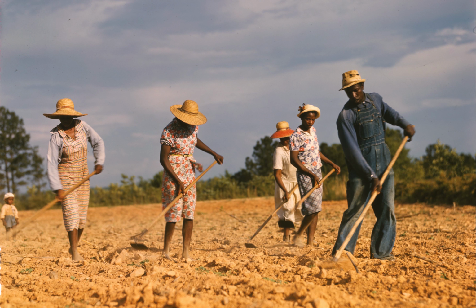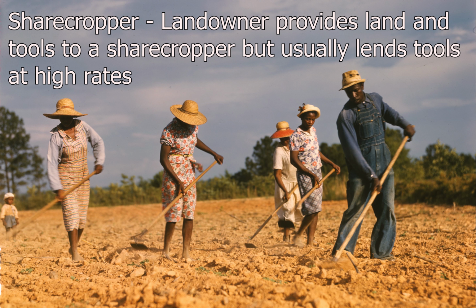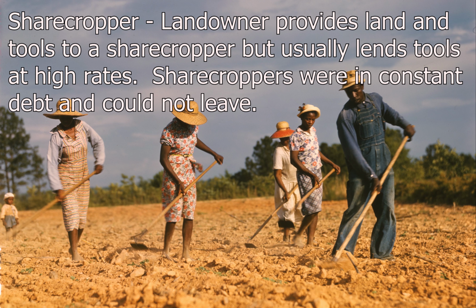After slavery ended, many African Americans actually stayed on their plantations because they became sharecroppers, where a landowner provided the sharecropper with land and tools to harvest a crop in exchange for a share of the crop. They usually borrowed the tools at high rates, and the sharecropper was in constant debt.